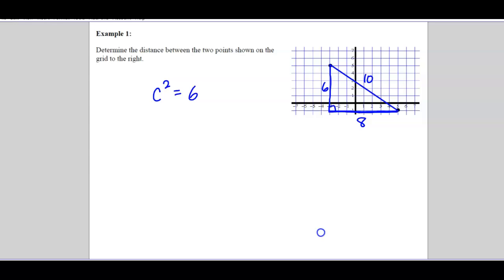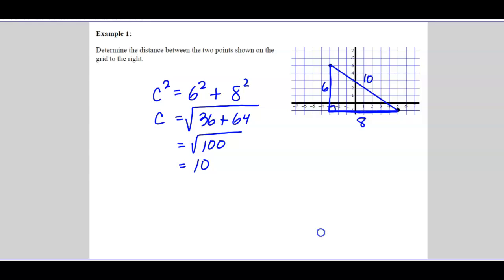Then Pythagorean theorem, c squared. And you can really go c equals now the root of 36 plus 64, which is 10. So I didn't do the subtracting of the coordinates because they didn't ask me for a certain method. It just said determine. Determine means show your work, and I did. Okay.